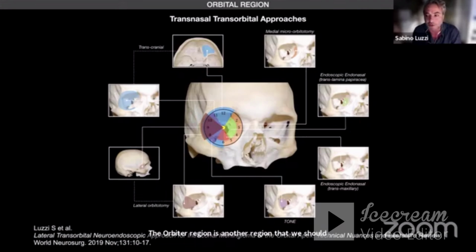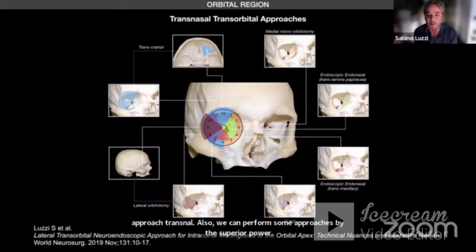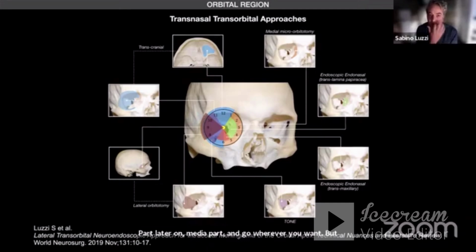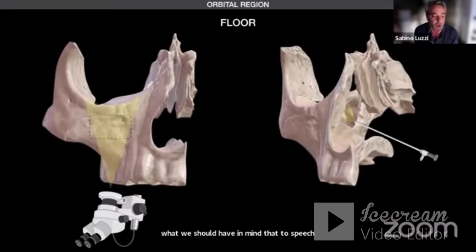This is an overview of the 360 degrees approach to the orbital region. We can approach the orbital region by transcranial, transmaxillary, and transendoscopic approach, transnasal also. We can perform some approaches by the superior part, inferior part, lateral, medial part, and whatever you want. But what we should have in mind, especially at the level of the floor, is that it is one of the most challenging parts to reach. We can approach this part of the orbital region with a microscopic transmaxillary approach and an endoscopic transmaxillary approach, using as entry door the hiatus, so the maxillary sinus here, to enter the orbit.